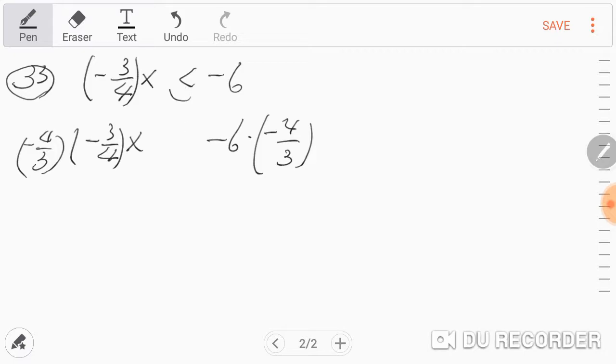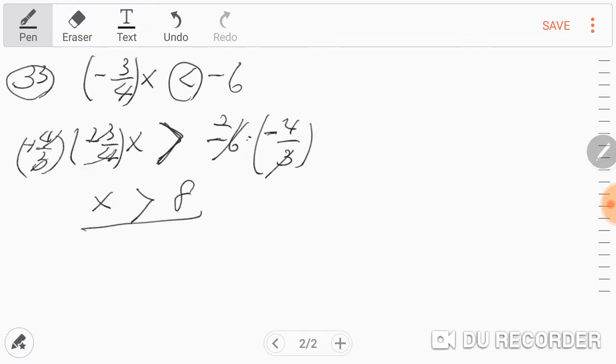Then what do we do with the symbol? Flip. Then cancel out everything. The left side of the inequality is x. So x is greater than, negative times negative is positive, 6/3 is 2, so negative 2 times negative 4, 2 times 4 is 8. This is the solution. The solution is x is greater than 8.